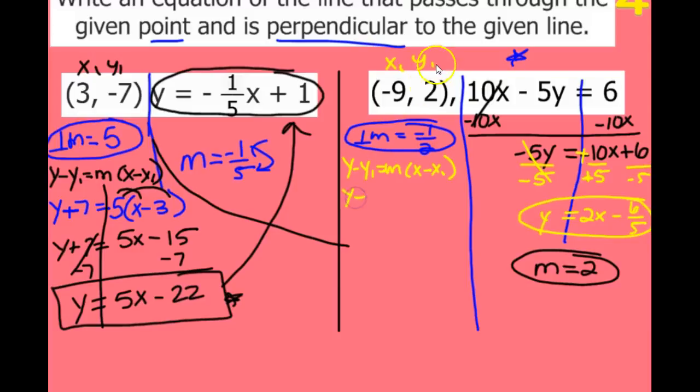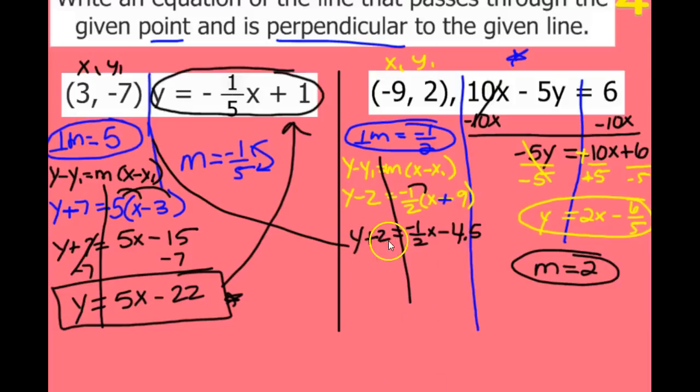So y minus y1, which is 2, equal to our slope, which is negative 1/2. And x minus x1, which is a negative 9. Those two negatives make a positive. And then let's distribute. Negative 1/2 times x is just negative 1/2 x. Negative 1/2 times 9. We did this earlier. I know it's negative. Half of 9, well, half of 8 is 4. Half of 9 would be 4.5.